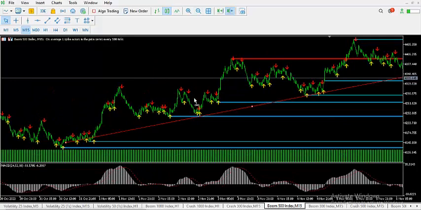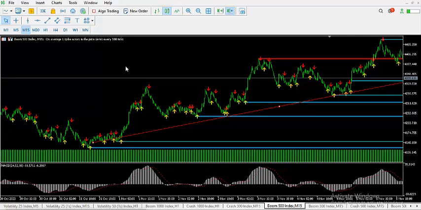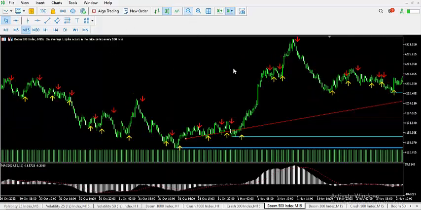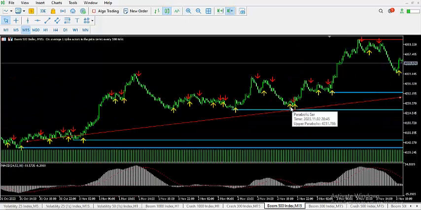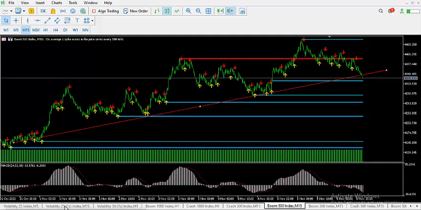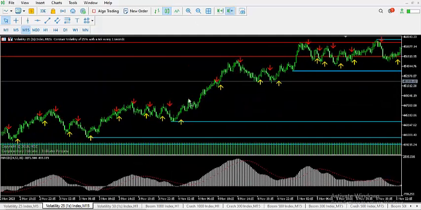If you want to take trades on the trend line, you can see a lot of confirmation signals asking us to buy, boom, over here. So this is how the system works. Let's go back to some of the indexes.